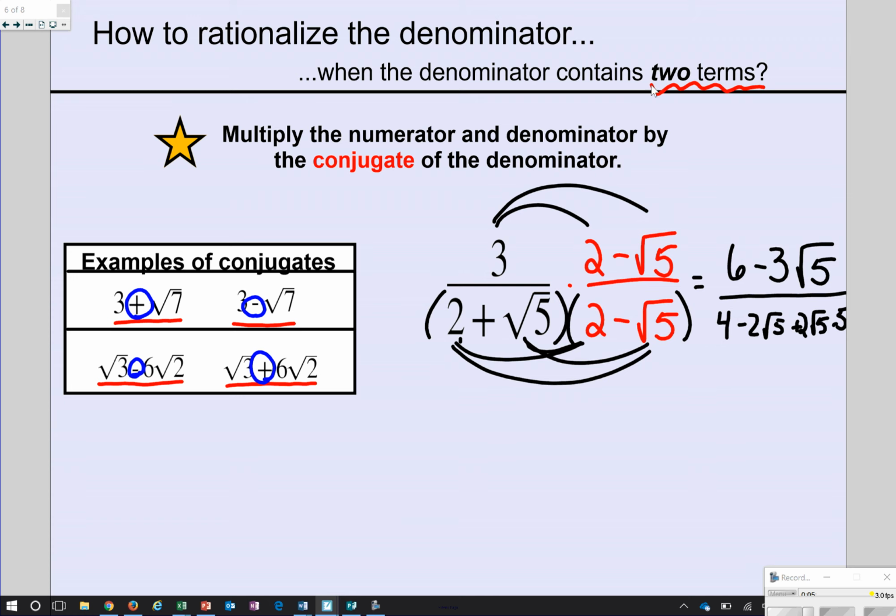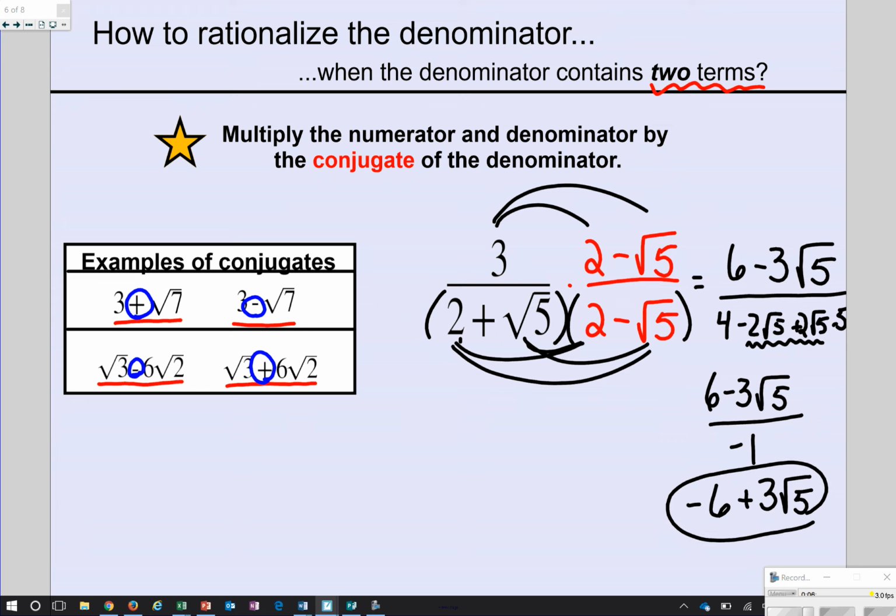We'll end up with 6 minus 3 square root of 5 over, these two terms will cancel out, so you just get 4 minus 5, which is negative 1. And if we'd want to simplify that a bit more, we would divide each of our terms by negative 1, and we'd end up with negative 6 plus 3 square root of 5. Let's do 2 more examples together.